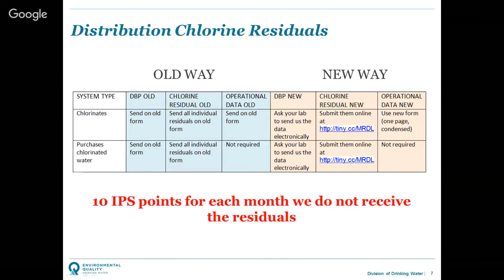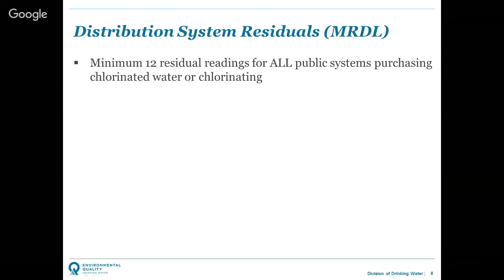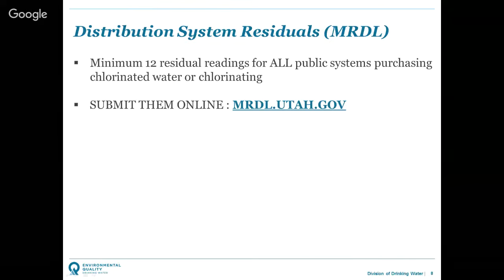So again, 10 IPS points for each month that we do not receive the residuals. So remember that 3 times per week, minimum of 12 residual readings for all public systems purchasing chlorinated water or adding chlorine. Myrtle.utah.gov is the best way to do it.